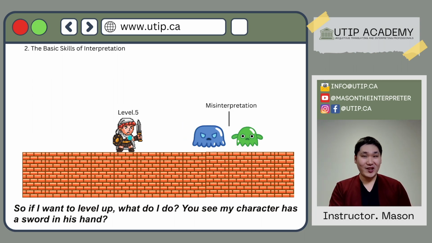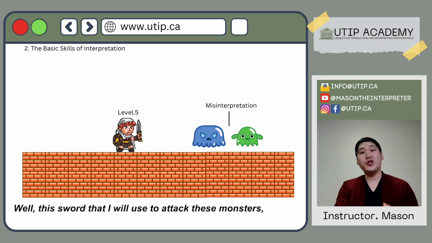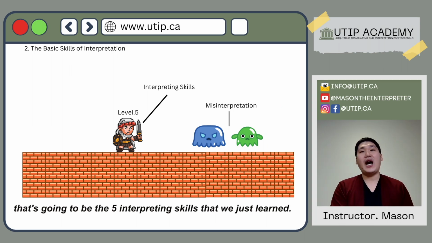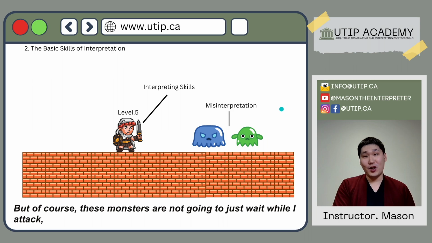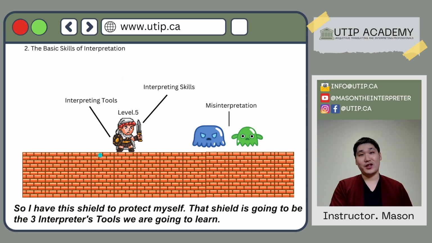So if I want to level up, what do I do? You see, my character has a sword in his hand. This sword that I will use to attack these monsters is going to be the 5 interpreting skills that we just learned. But of course, these monsters are not going to just wait while I attack, so I have a shield to protect myself. That shield is going to be the 3 interpreters tools we are going to learn.